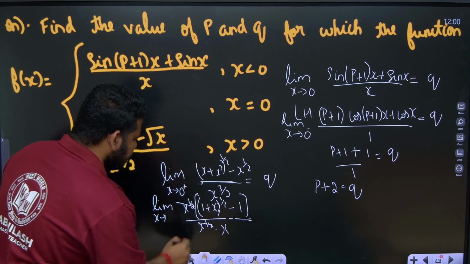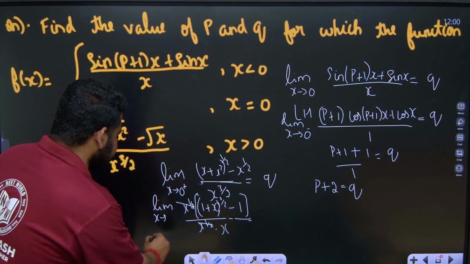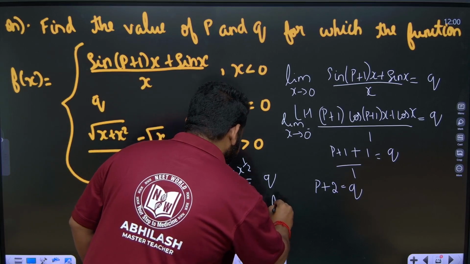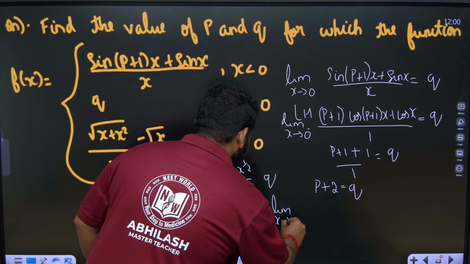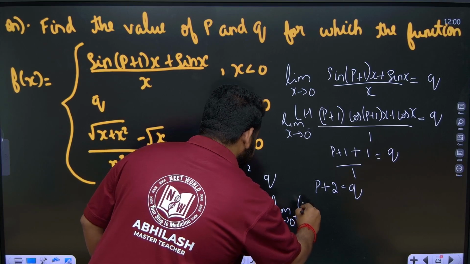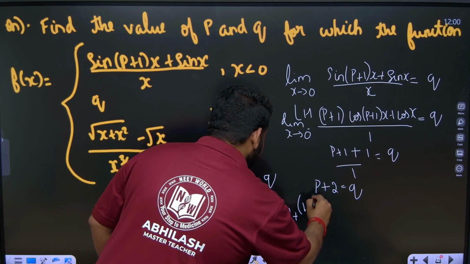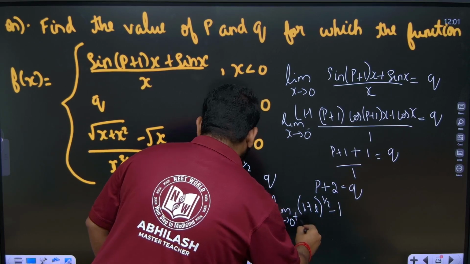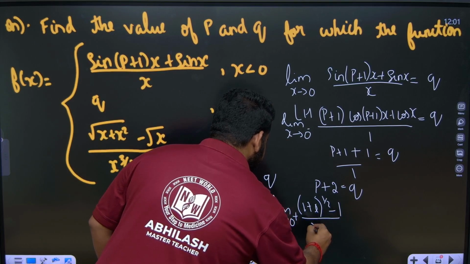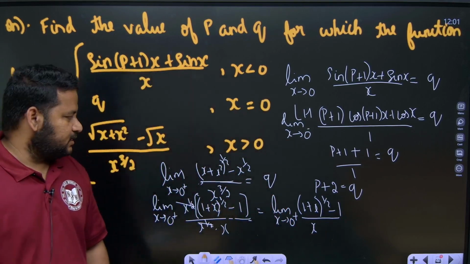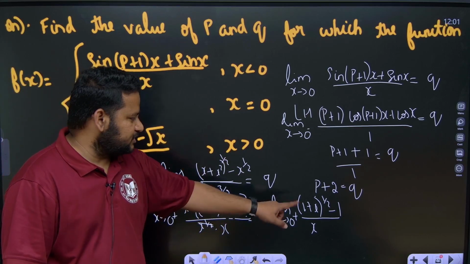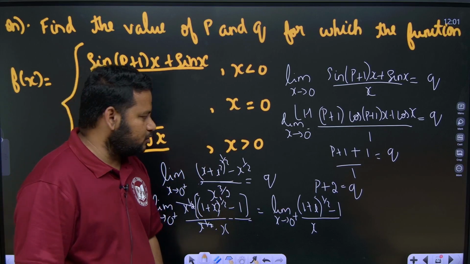Now you will have limit as x tends to 0 plus of ((1 plus x) to the power of 1 by 2 minus 1) divided by x. Now again, if you put 0, you will have the 0 by 0 form. For this I should apply L'Hospital's rule.